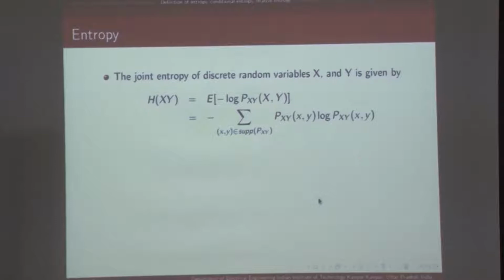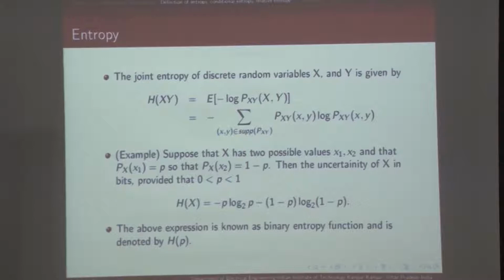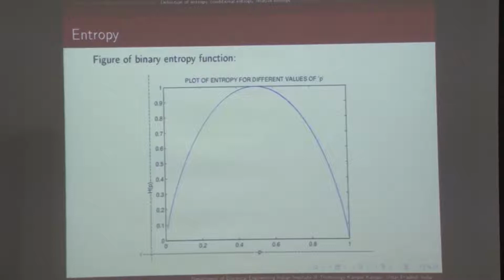Let's take an example. If x takes two values x1 and x2, with probability of x1 being p, so probability of x2 is 1 minus p, then the entropy is given by minus p log p minus 1 minus p log 1 minus p. This is also known as the binary entropy function. I am denoting it by h of p. If I plot this h of p, it looks like this. This is p, and the maximum value is at p equal to 0.5, that is 1.